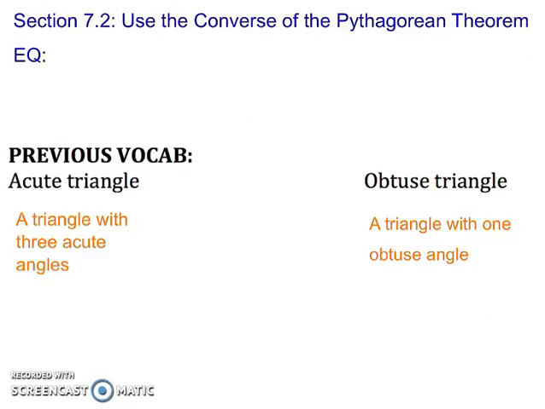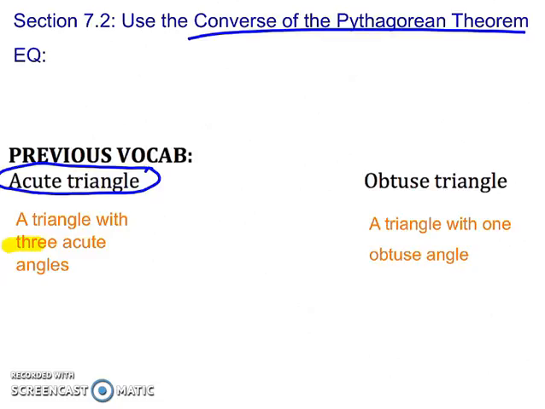This lesson, we are going to learn about the converse of the Pythagorean theorem and how to apply that. To begin, we first need to go back and look at some old vocab. The one vocab that we talked about in the past was an acute triangle. An acute triangle is a triangle with 3 acute angles. And an acute angle, remember, is an angle that is less than 90.